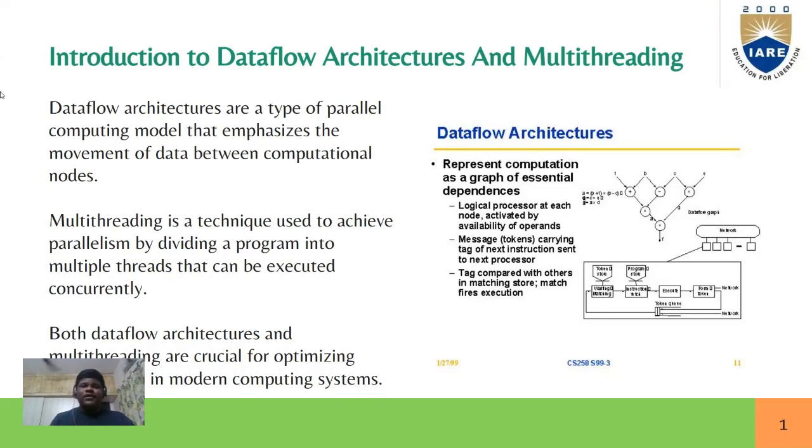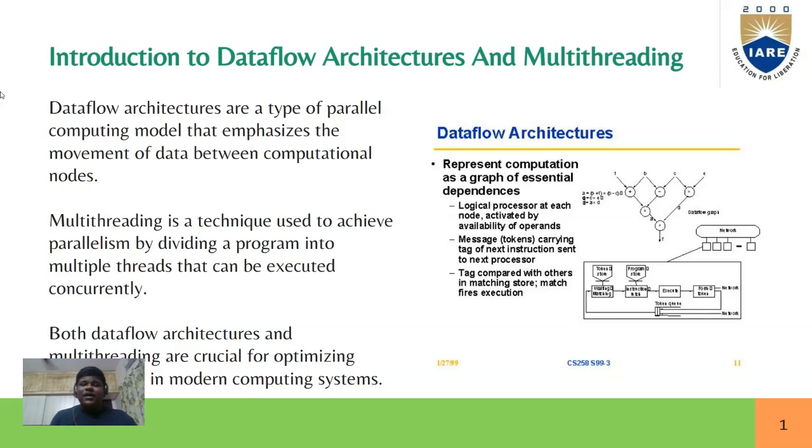Let's start with an introduction to data flow architectures and multithreading. Data flow architectures are a type of parallel computing model that emphasizes the movement of data between computational nodes. Multithreading is a technique used to achieve parallelism by dividing a program into multiple threads that can be executed concurrently. Both are crucial for optimizing performance in modern computing systems.